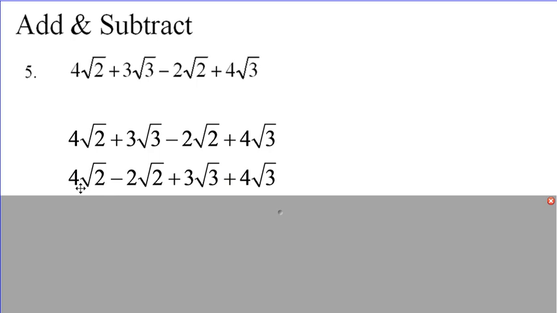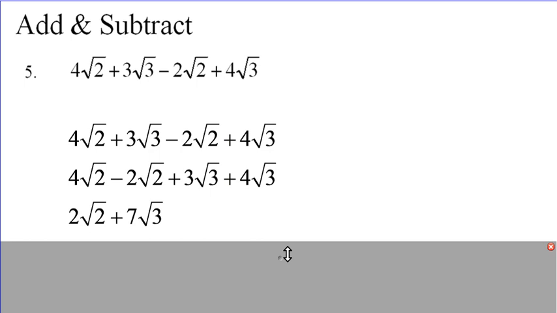So if I've got 4 square roots of 2 minus 2 square roots of 2, that would leave me with 2 square roots of 2. 3 square roots of 3 plus 4 square roots of 3 would leave me with 7 square roots of 3.